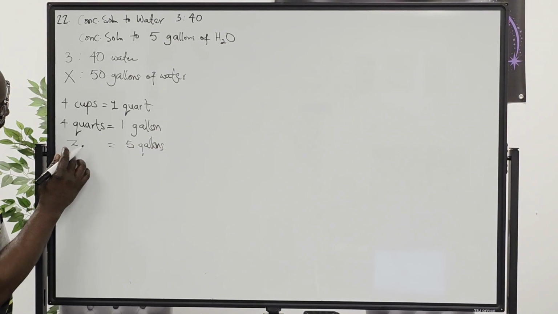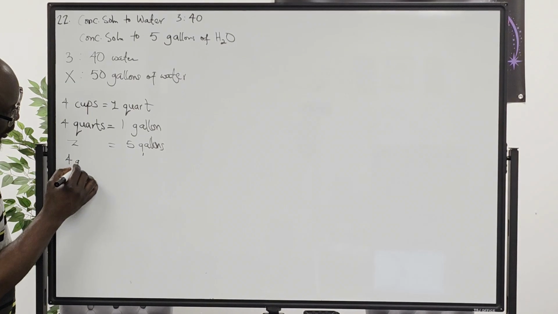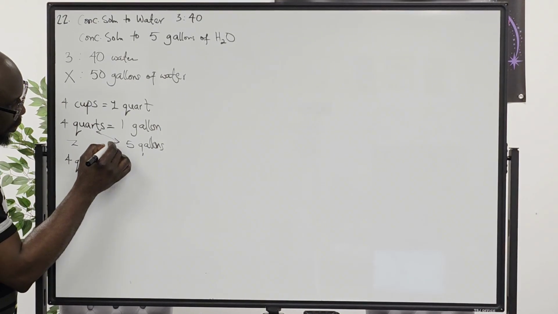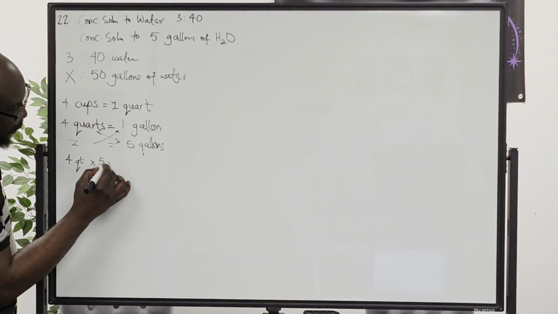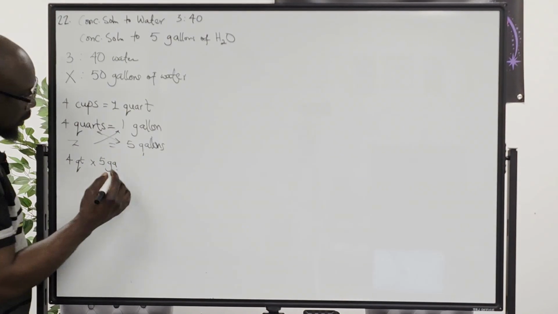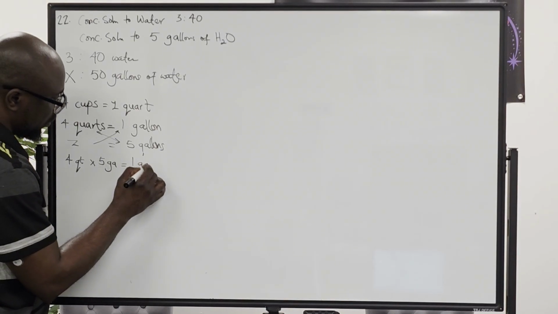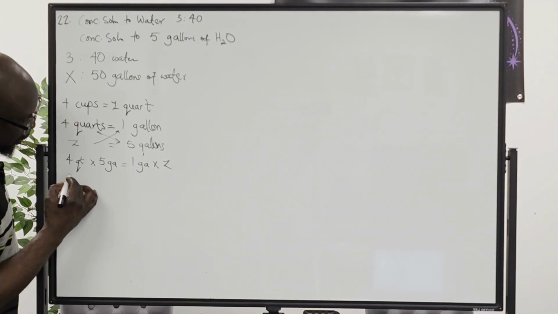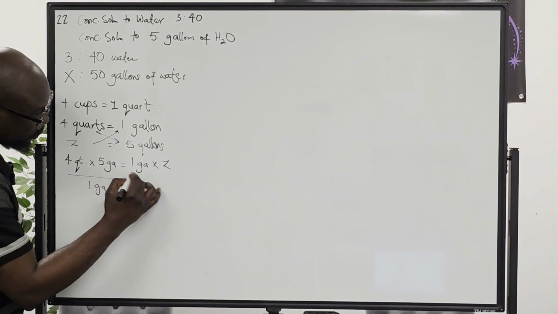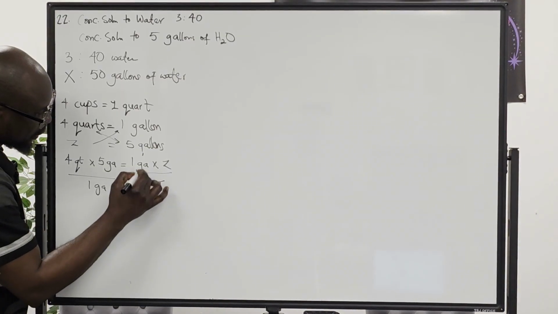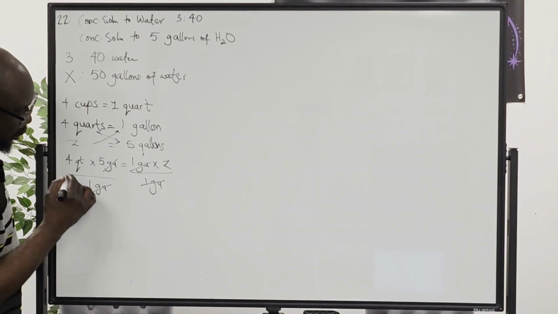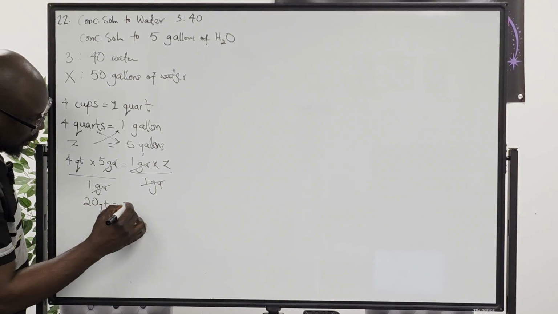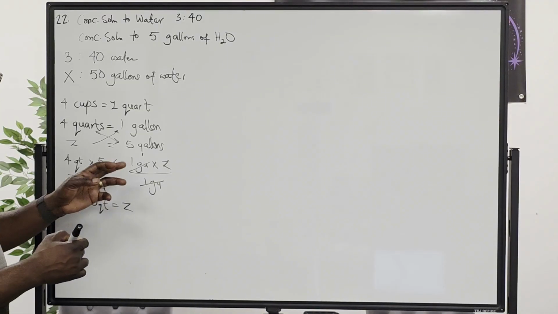So that means that 4 quarts, I'm going to use QT for quart, times 5 gallons, using the cross multiplication. When you have this kind of ratio, 5 gallons, we use GA for gallons, is equal to 1 gallon times Z, which is what we don't know, right? So in this case, divide both sides by 1 gallon. This gallon cancels this gallon now. So you have 4 times 5. So you have 20 quarts is equal to Z. So 5 gallons is 20 quarts.